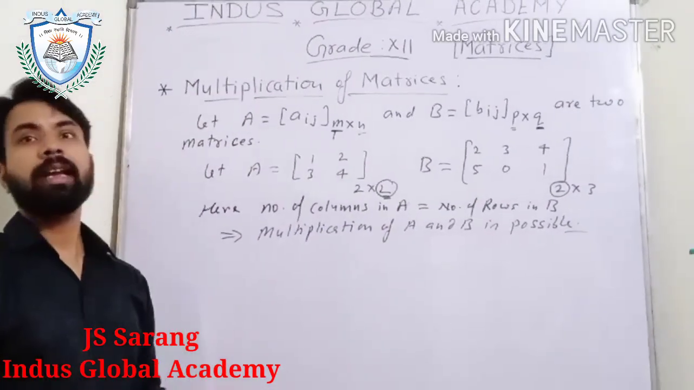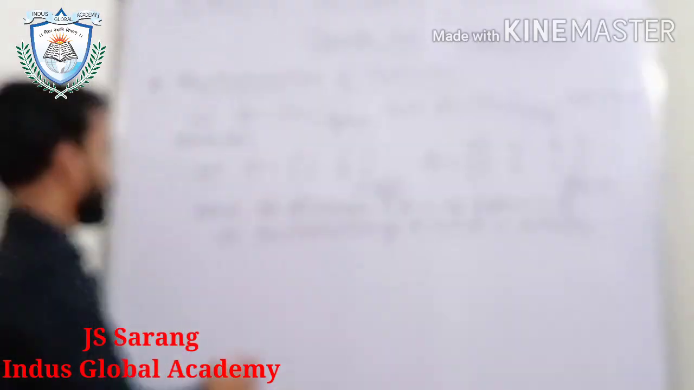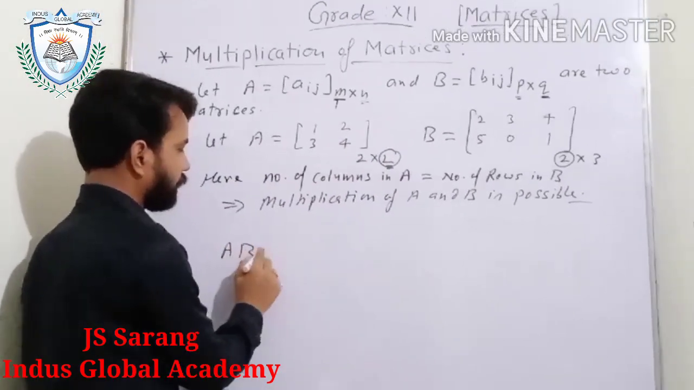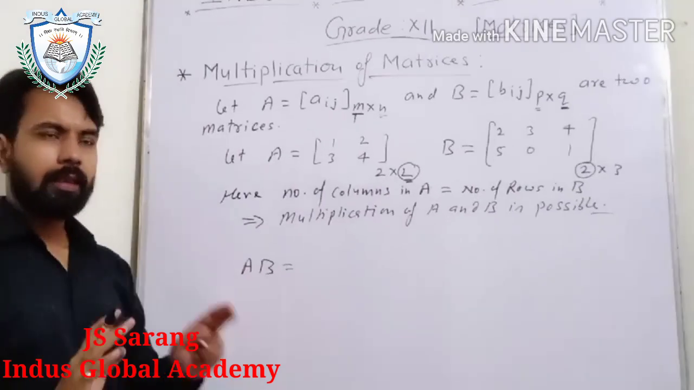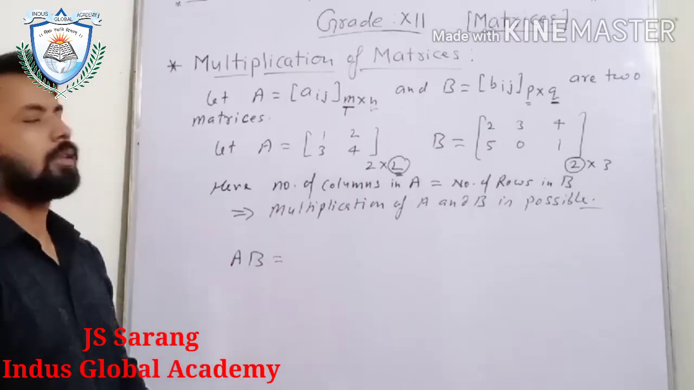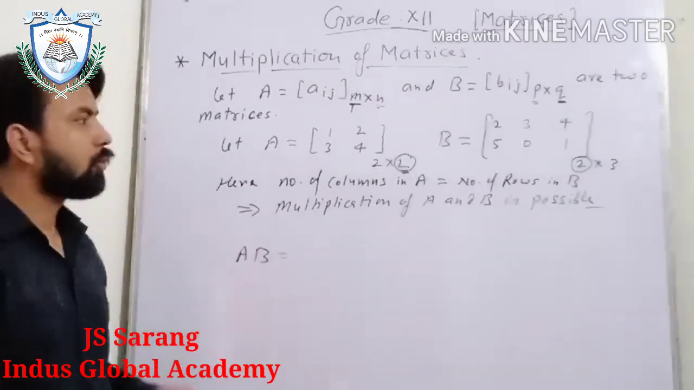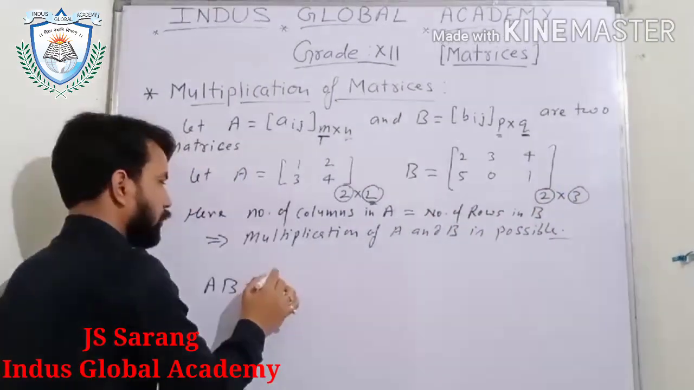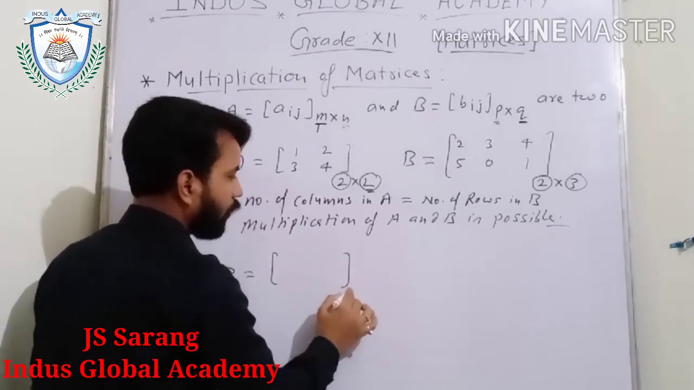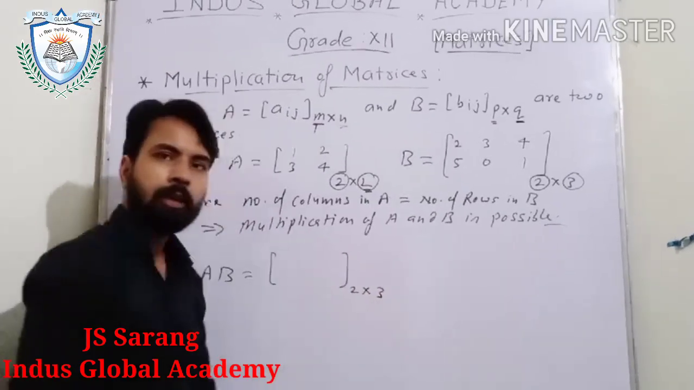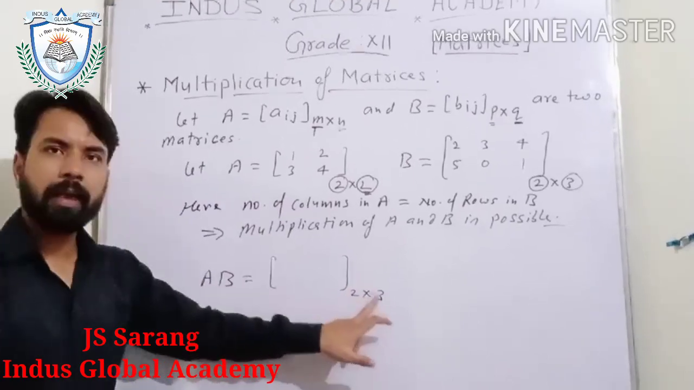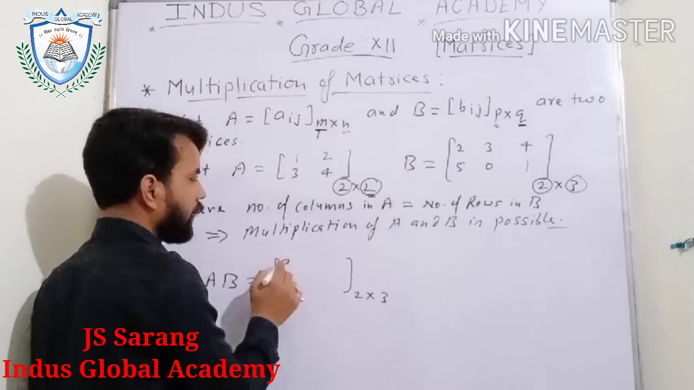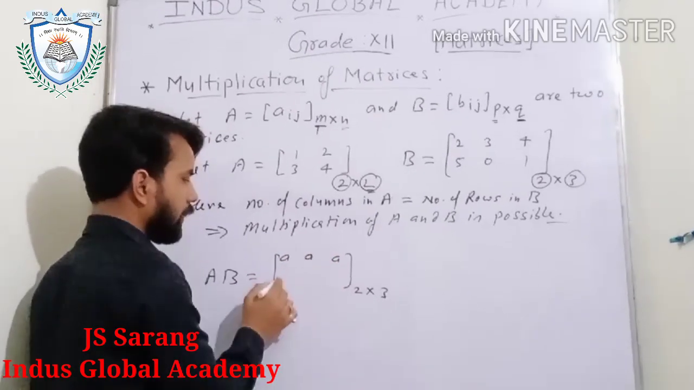Understood? Now how can we multiply these two matrices? A and B are the matrices, so their product will be AB. Now we have to find out the order of AB. So the order of AB must be 2 by 3. So this will be a matrix of order 2 by 3. 2 by 3 means 2 rows and 3 columns. So 2 rows and 3 columns I am considering here.